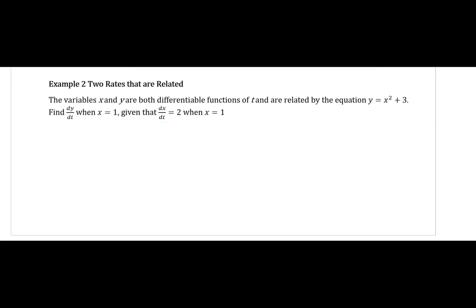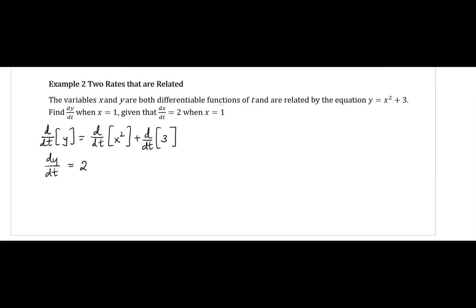So to find dy/dt, I first have to get my hands on the derivative. So we're going to come in and we're going to apply the derivative operator with respect to t to both sides of this equation. Taking the derivative now, the derivative of y is dy/dt. We're going to need to use the generalized power rule to take the derivative of x squared.